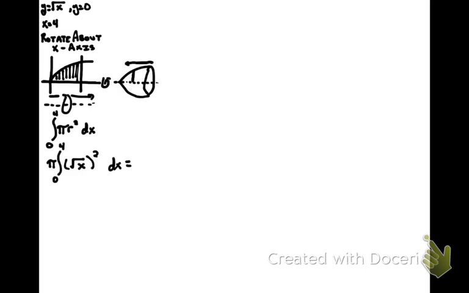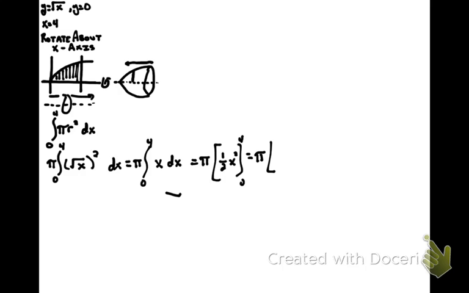Now if we clean this up, when you square the radius, in this case, I'll end up with x dx. And when you integrate x dx, we end up with 1/2 x squared from 0 to 4. And that is equal to pi times the upper limit of integration squared, so 4 squared is 16, times 1/2 is 8, minus what we get from the lower limit of integration, which is 0, and we end up with a volume of 8 pi.